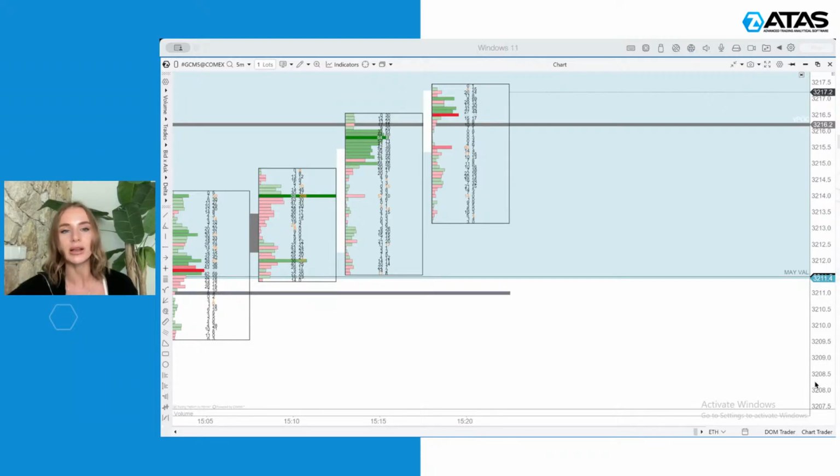Let me walk you through the steps that will help you to go from learning to implementing. First, review and practice. Go back to the webinar recordings, pause where needed, and take notes. Then switch to demo account and replay on ATAS function. No pressure, no risks, just focused repetition. That's how your real skills are built.